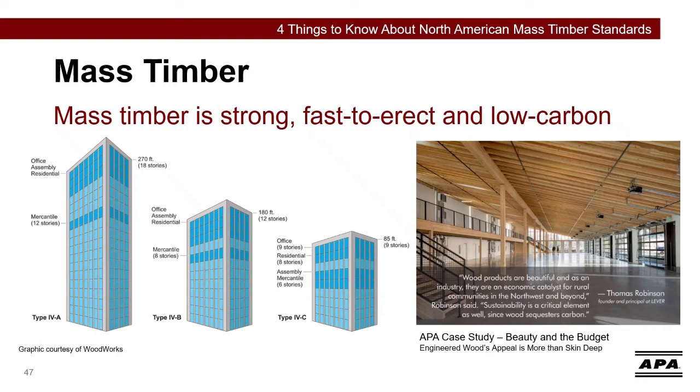Each of these Type 4 building classes have different maximum heights and stories, along with different protections and fire rating requirements. The 2024 IBC defines mass timber as structural elements of Type 4 construction, primarily of solid, built-up, panelized, or engineered wood products that meet minimum cross-section dimensions of Type 4 construction.